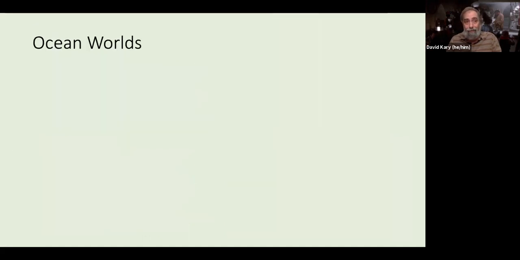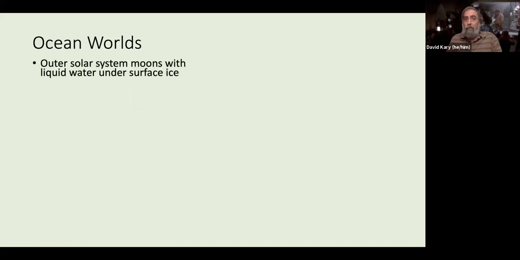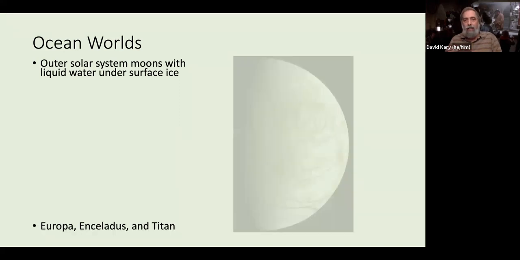Ocean worlds. This has become a term of art now within the field, and this refers to worlds that have an ocean, but more specifically to those outer solar system moons that have liquid water underneath a surface of ice.